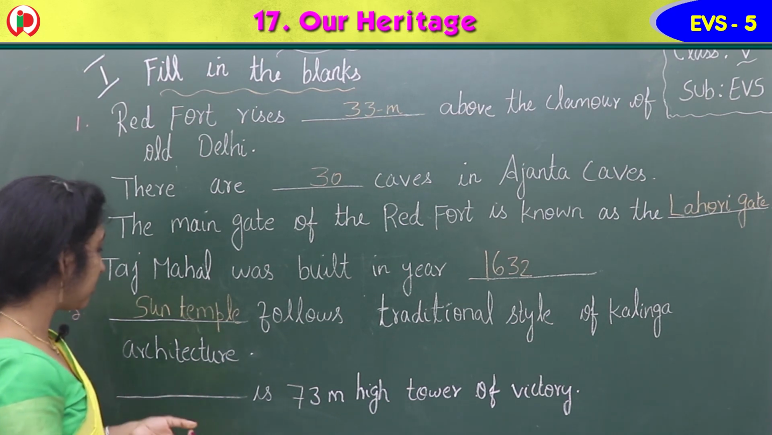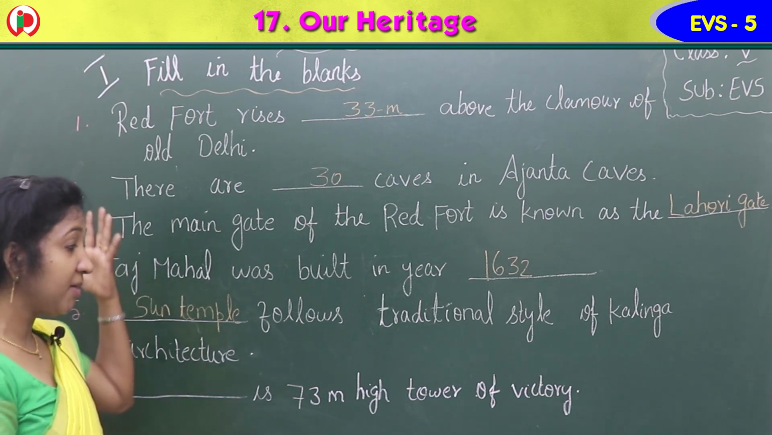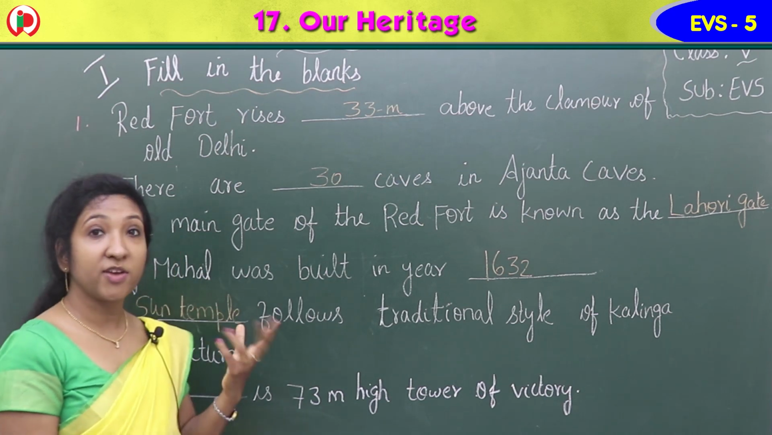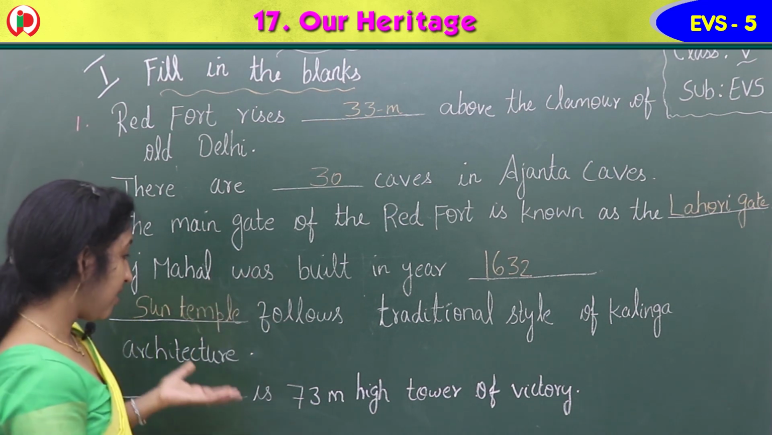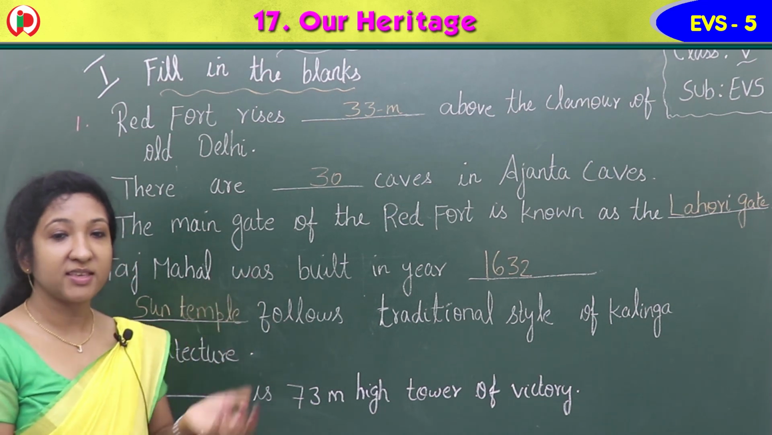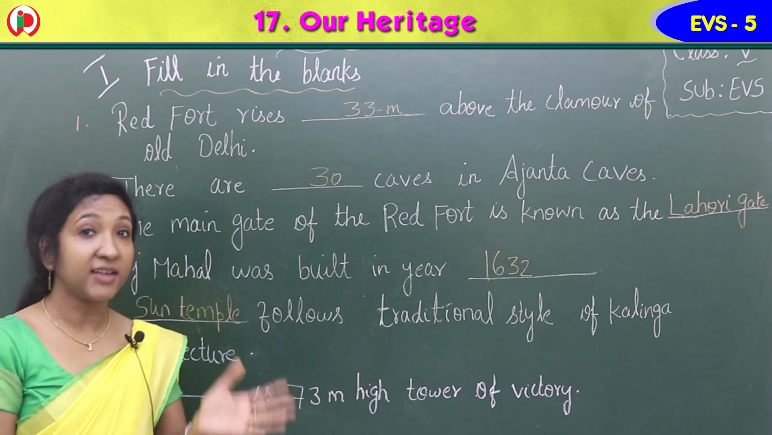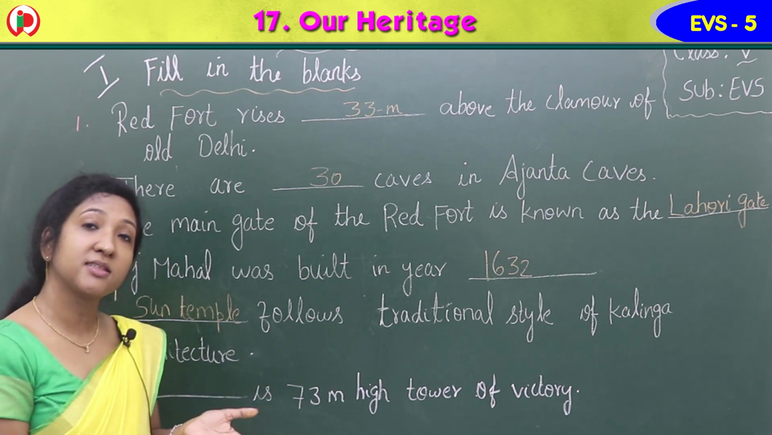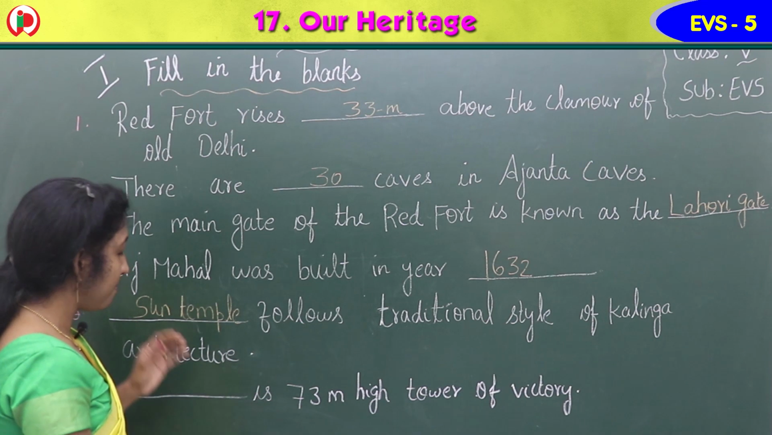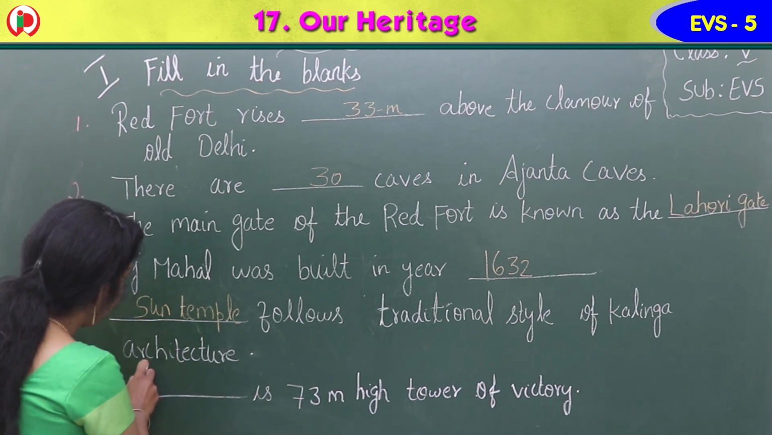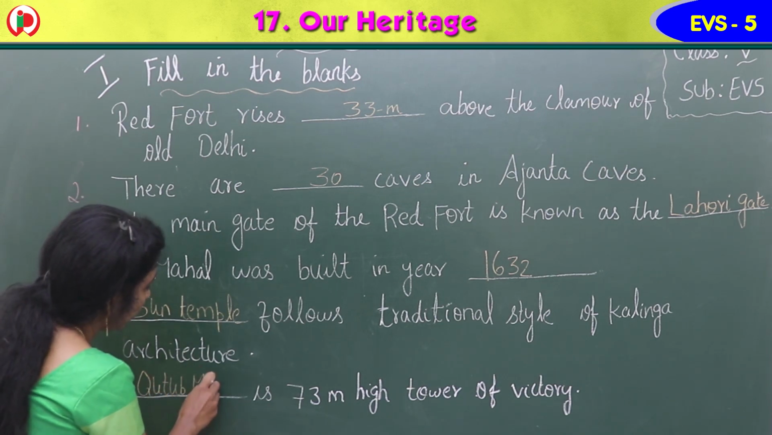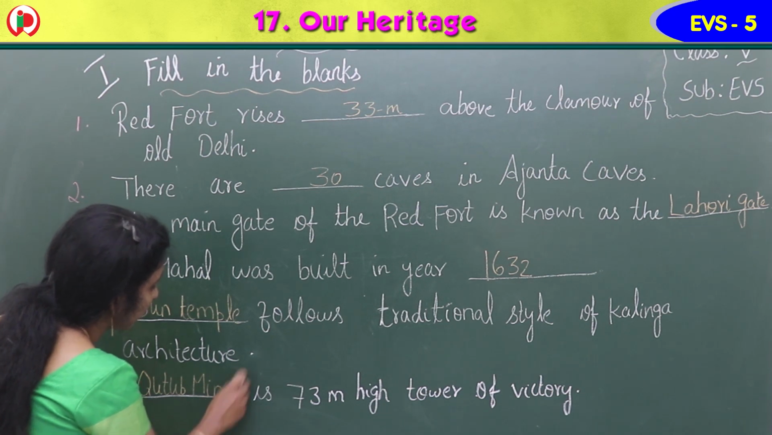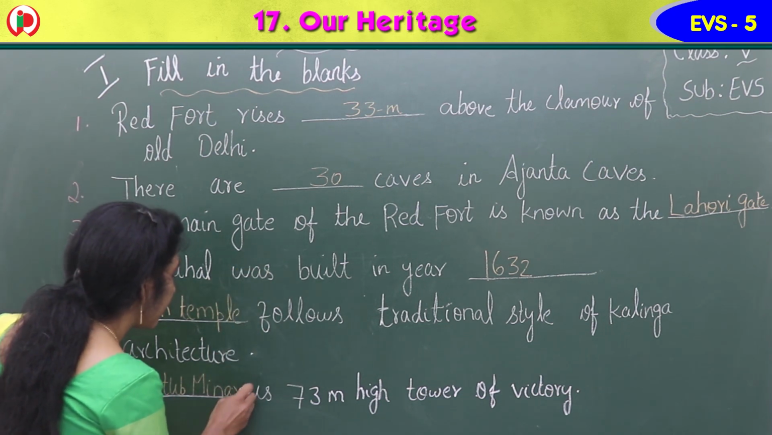Yes. Then the sixth one, the last one, dash is 73 meter high Tower of Victory. Which building is that? 73 meter high Tower of Victory, we say. It is the highest stone tower in India. Which building is it? Yes, Qutub Minar. Q-U-T-U-B, Qutub Minar. M-I-N-A-R, Qutub Minar. Okay, children?